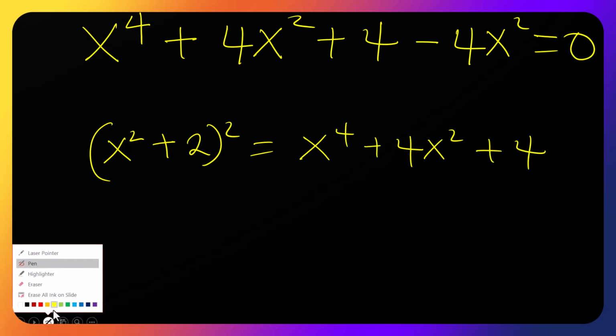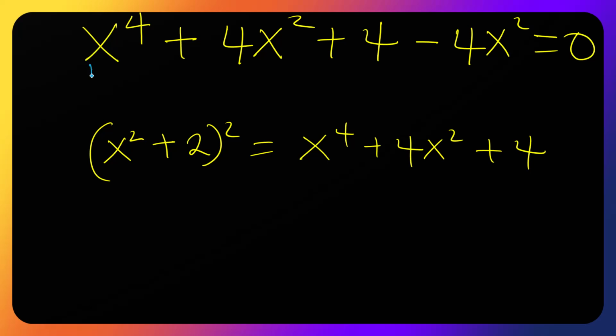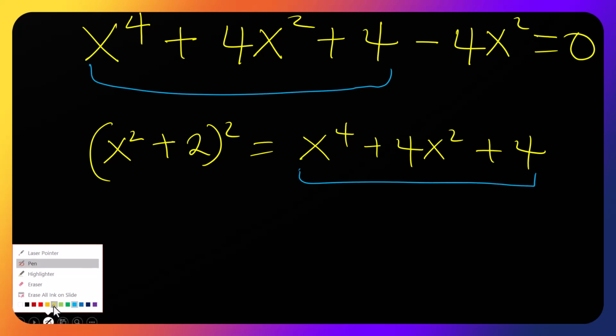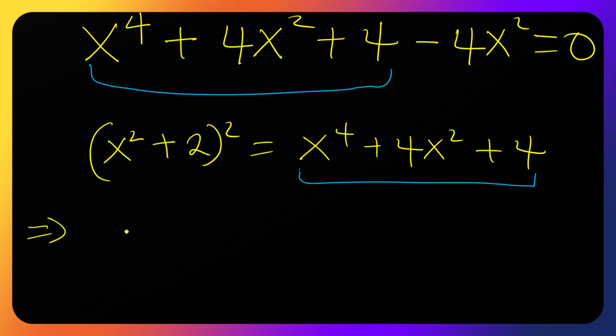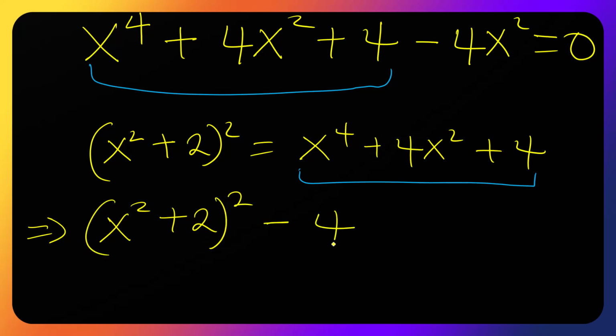Now let's observe this one carefully. So let's check this and let's compare this one. So they are the same, and therefore in place of this I'll write this one. Okay, so my next step will be x squared plus 2 all squared minus 4x squared equals to 0.